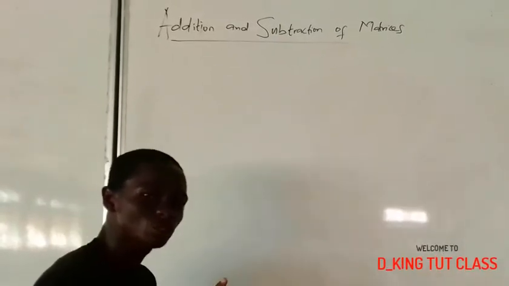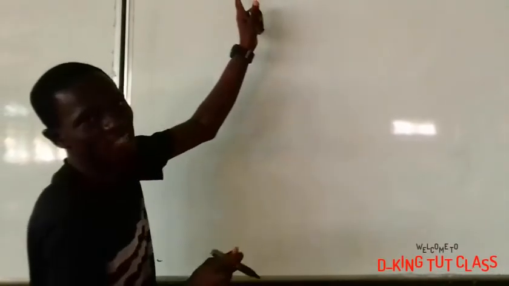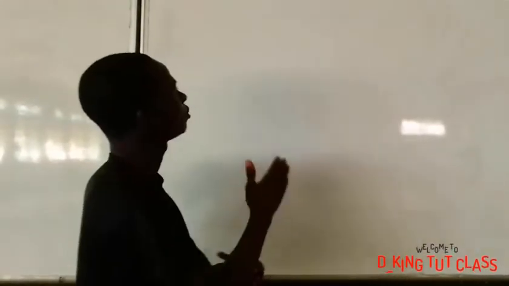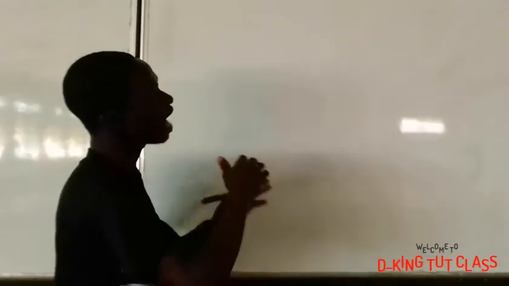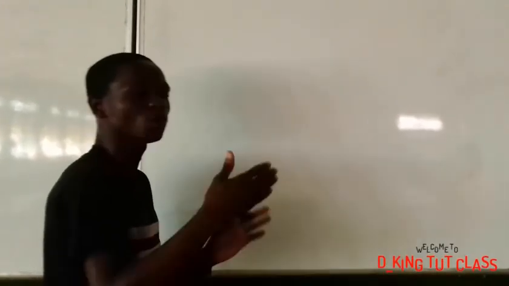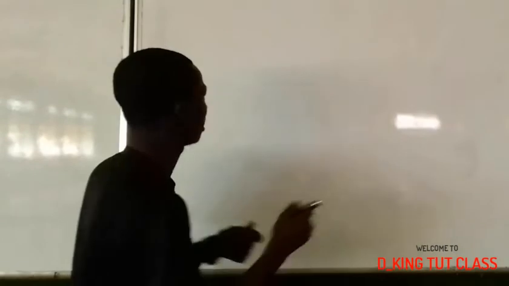Now, the first thing you need to take note of is that you can only add or subtract matrices if they're of the same dimension. What do I really mean? We have 2 by 2 matrices, we have 3 by 3, although we are focusing on 2 by 2. So whenever you add a 2 by 2 matrix, you will add it with another 2 by 2 matrix. Meaning, if you have 2 rows and 2 columns, you must add it with another 2 rows and 2 columns. So let's see an example.